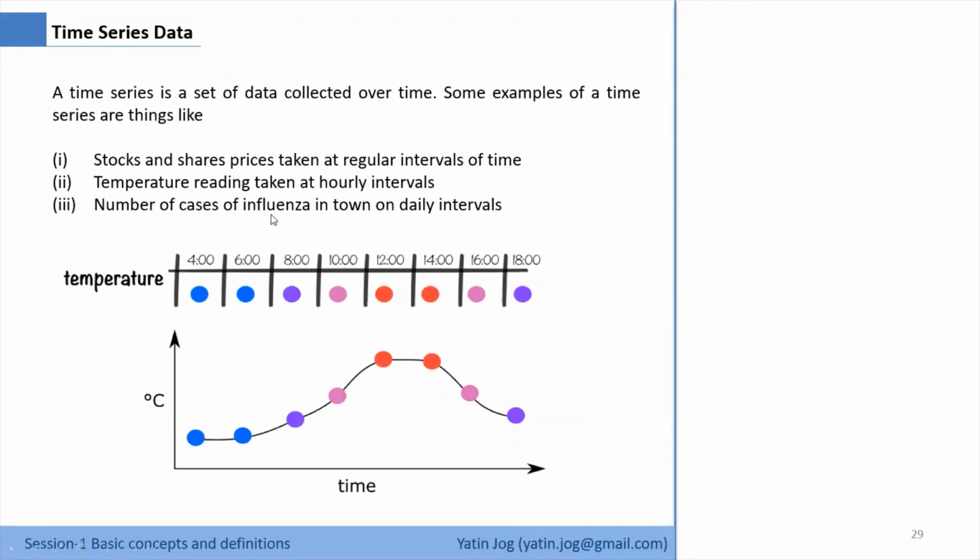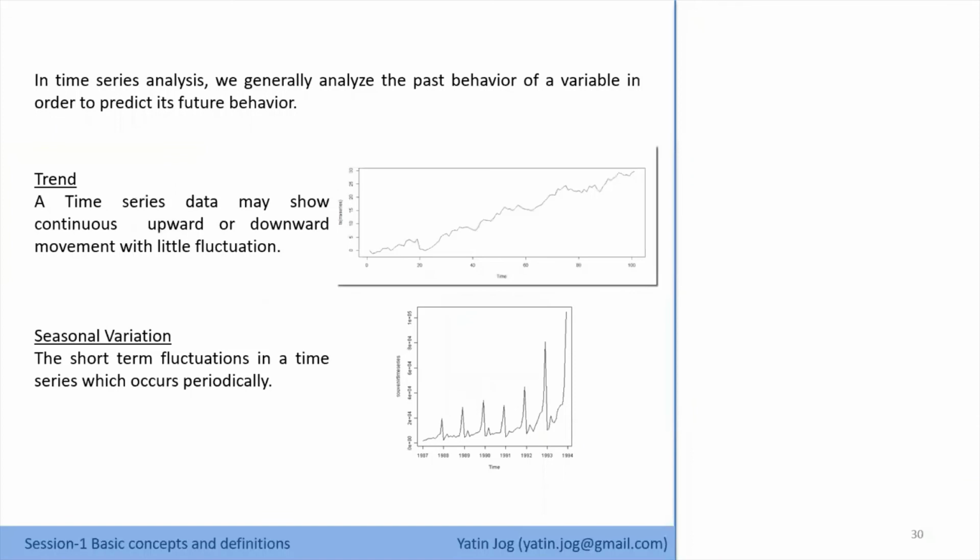Another example is the number of cases of influenza in a town at daily intervals, like what we are doing for Corona right now. From the day the first case came into picture in India till today, how the number of cases has increased or decreased. So I am doing a time series analysis. In time series analysis, we generally analyze the past behavior of a variable in order to predict its future behavior. And that is what is missing in case of Corona: we don't have any past data available. So whatever data is available right now, based on that data only, we can do data modeling and some predictions. That's why it may go wrong also, because we don't have any past data to have a concrete or good prediction in case of Corona cases.